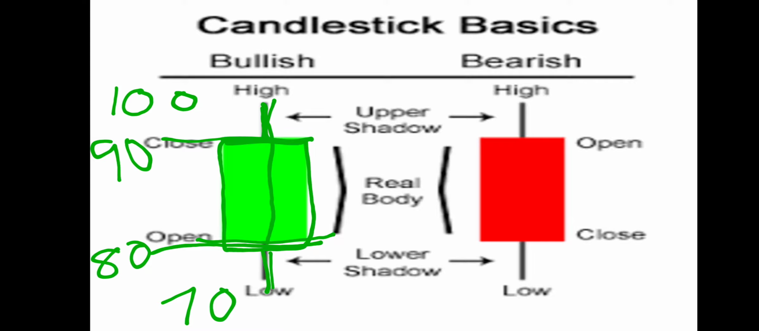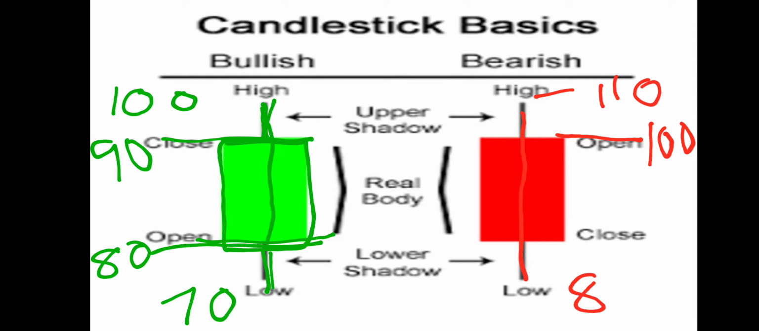In a similar way, in a bearish candle, it opens here, like we can take an example that it opens at the 100 level, touches 110, and the price does not sustain here and goes down, and it touches the level of 80, and again buying happened and the stock closes at the price of 90.